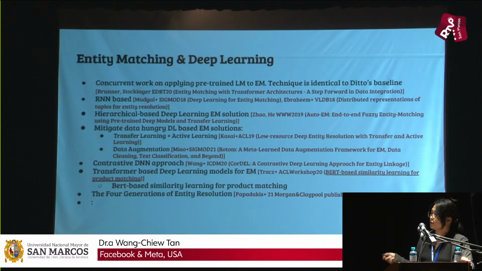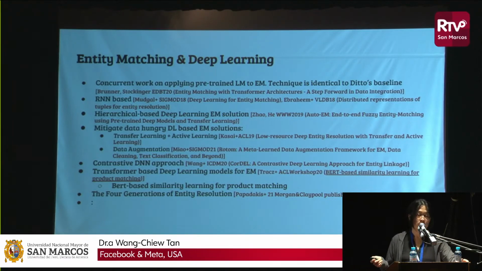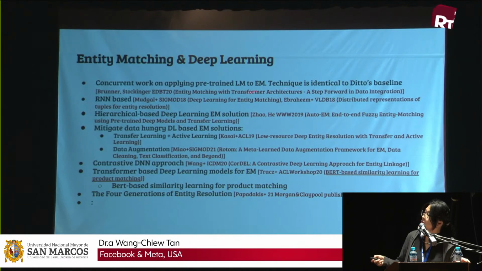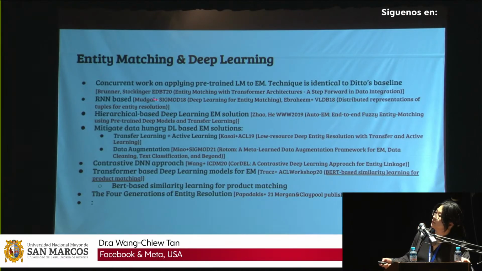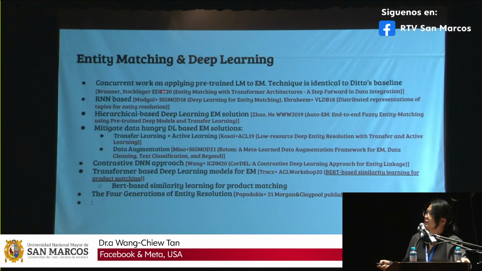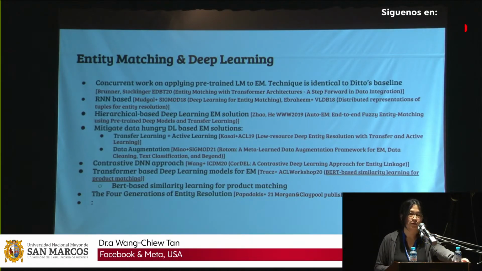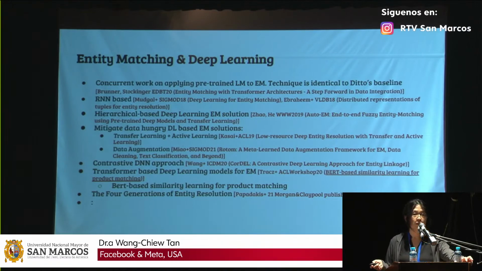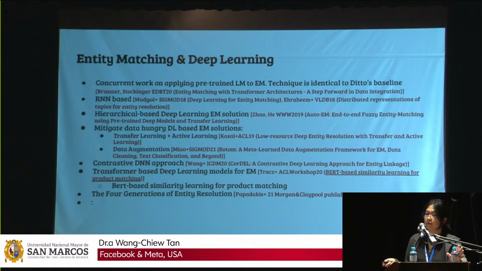So I just want to show some related work. There is a lot. This slide is by no means exhaustive. I just want to point out that there was concurrent work at that time. The paper by Brunner and Stockinger in EDBT 2020. They had an implementation very similar to Ditto, except that they do not do the optimizations that we do. Since then, there's also a lot of follow-up work on how to get even better results with pre-trained language models like this.